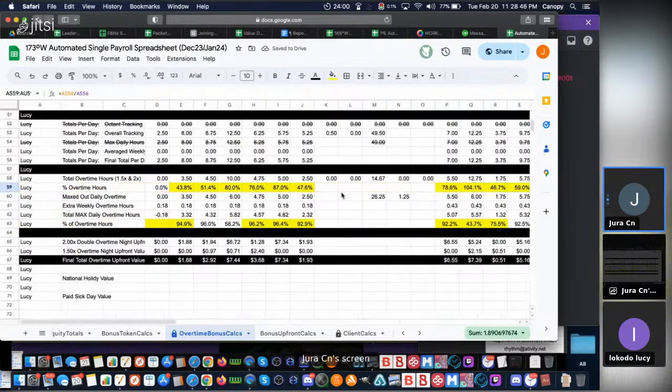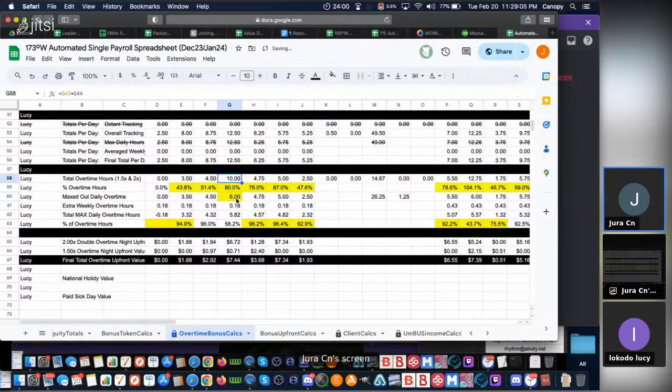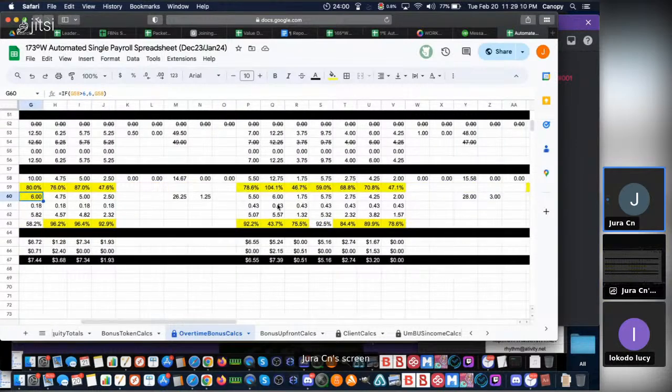All right, cool. So then we have the maxed out daily overtime. So this is your 6 hours per day. So the maximum overtime you could do per day is 6 hours. So you can see here where it maxes out. So here you had 10 hours. So you maxed out, right? Let's see if there's anywhere. You maxed out here because you worked 12 hours that day. Right? See how it's over 100%, which is, I don't know how it's possible to have over 100%.